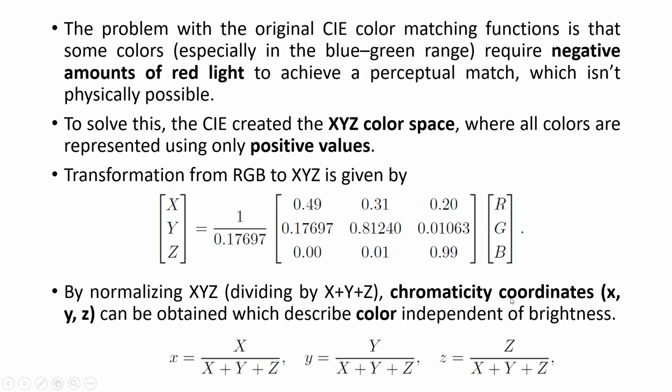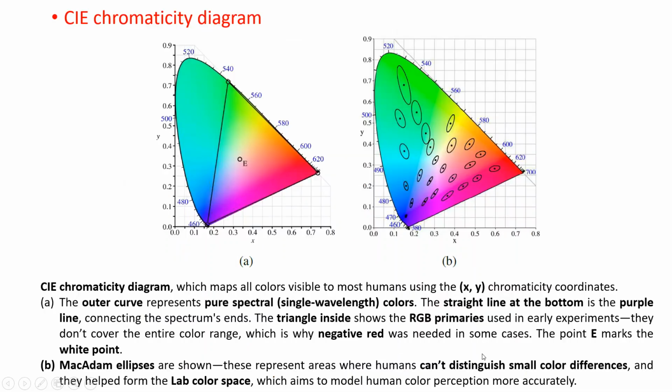This XYZ can be converted into chromaticity coordinates x, y, z using this formula: x equals X divided by X plus Y plus Z, y equals Y divided by X plus Y plus Z, and z equals Z divided by X plus Y plus Z. This is the chromaticity diagram.